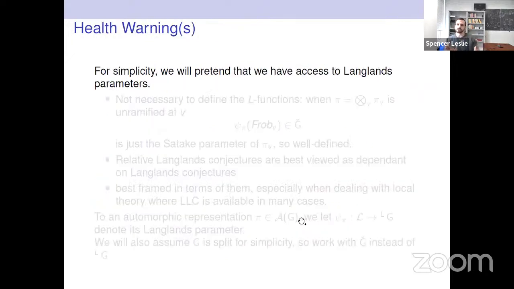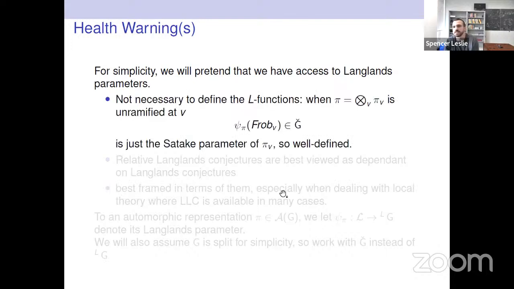So for the purposes of this talk, I should give a few health warnings. We're going to pretend for simplicity that this dream is realizable, so we have access to Langlands parameters. This is very far from the truth, but in most practical cases, concrete, correct statements can be made.